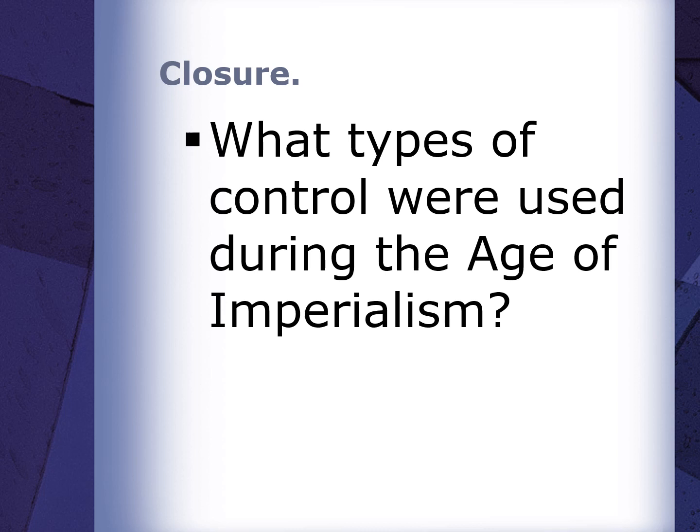Okay, in our closure, what types of control were used during the Age of Imperialism? Think about the different forms of ways and types of control that countries used to control other areas, such as a protectorate or a colony or sphere of influence, and think about economic imperialism as well.